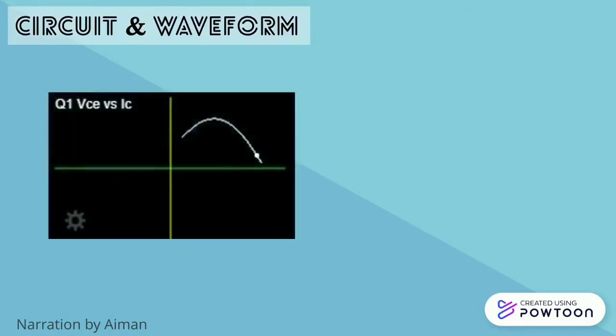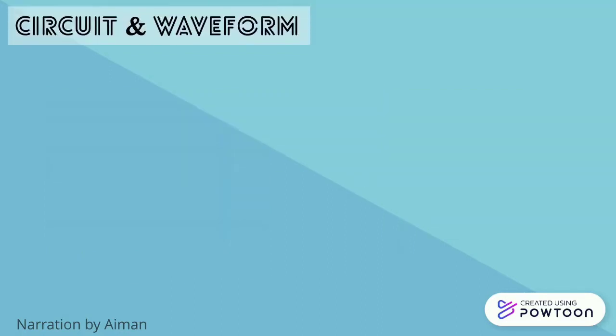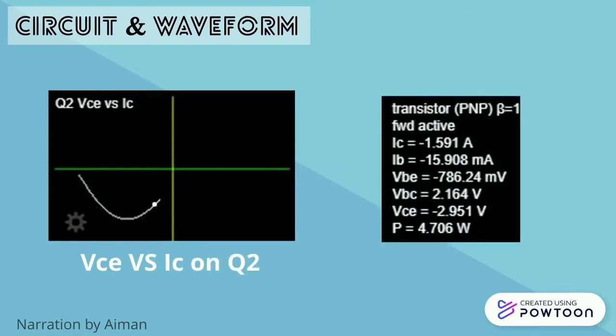The VCE versus IC graph for Q1 shows the following characteristic, whereas the VCE versus IC graph for Q2 shows the following characteristic.